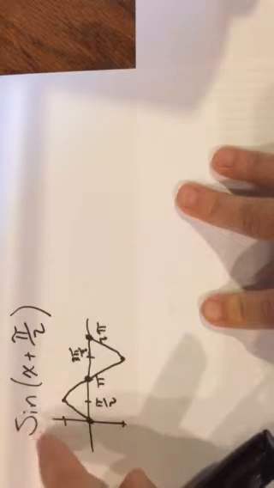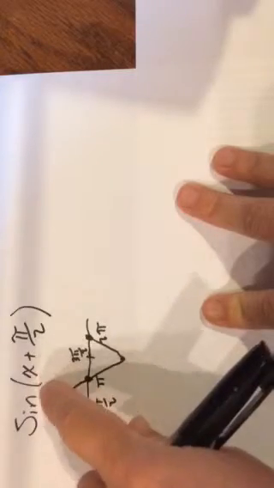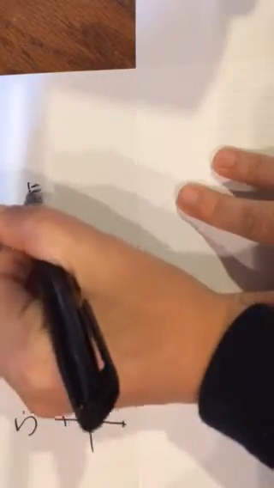So if I draw the graph, this is my regular sine of x graph. Not much has changed on this one. My amplitude doesn't change because there's nothing in front of my sine. My period doesn't change because there's nothing in front of my x, and there's nothing factored out. The only thing that happens is I do have a shift, and my shift is left pi over 2.